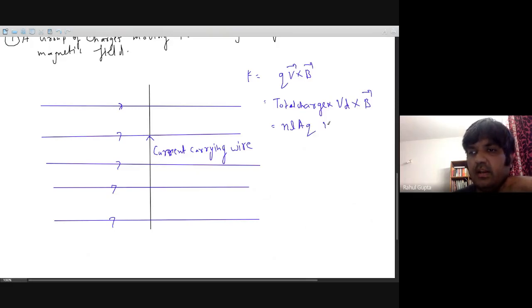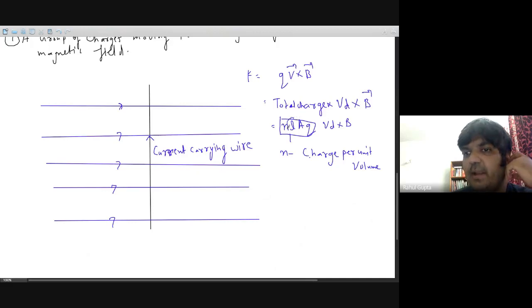NLAQ and then into VD cross B. Now, why am I writing N, L, A, Q? Things have a meaning. N is nothing but charge per unit volume. So charge per unit volume multiplied by length and area of cross section of the wire gives me the total charge. And Q is basically nothing but the charge on an electron. So let me write it QE, in fact.